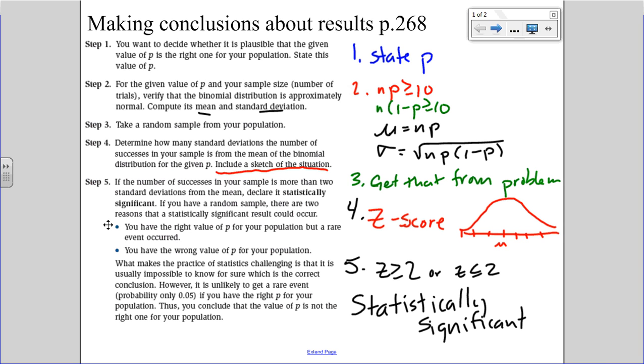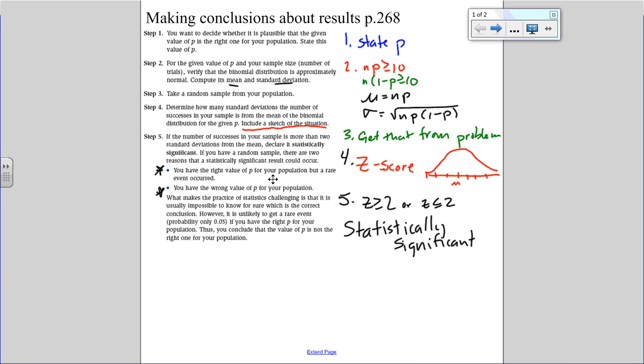So when something weird has happened, there are 2 things that can happen. These 2 bullet points are where students have a lot of struggles. What we mean is you have the right p-value for your population, but a rare event occurred. For a rare event, the p is something that we know is a fact.